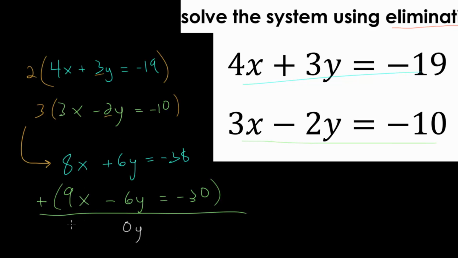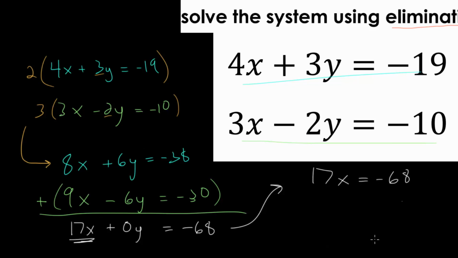Now 8x plus 9x, that's 17x. And we do -38 minus 30 or plus -30. That would be -68. So we simplified this. We use the elimination method so that we can get x by itself. So that we have 17x is -68. And if we divide, x would be -4 here.